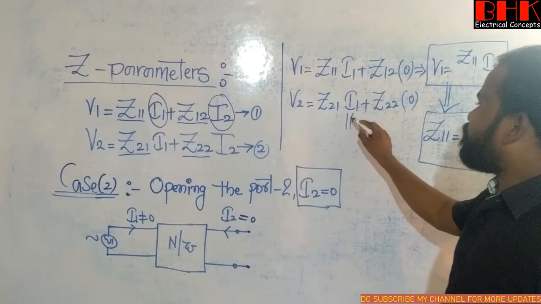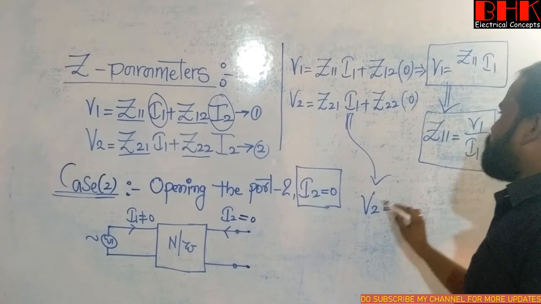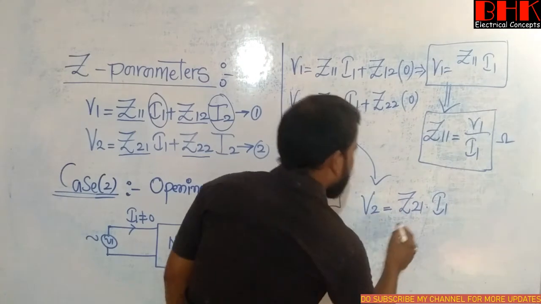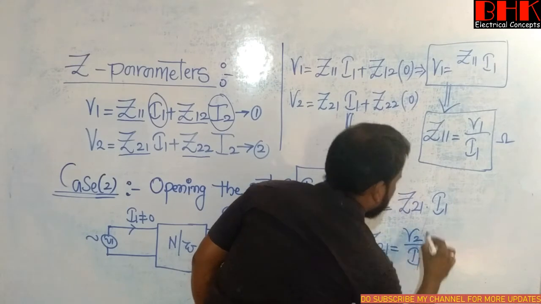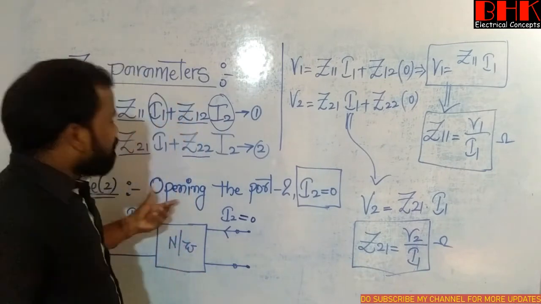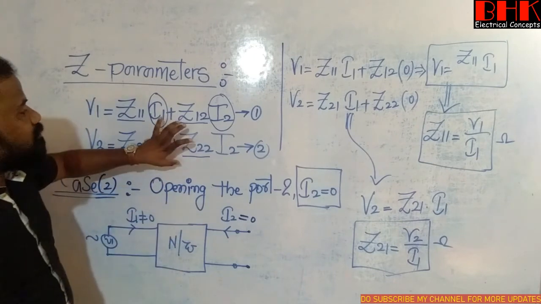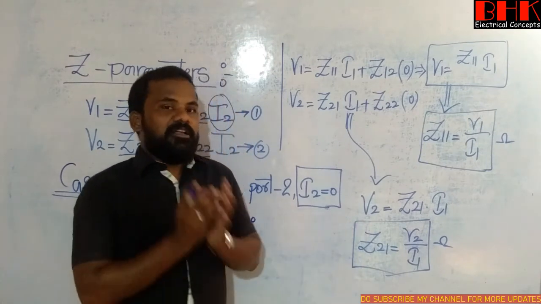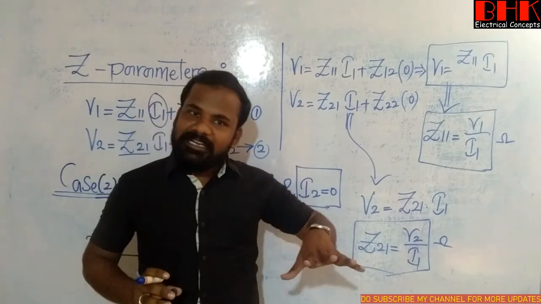Now from the other equation, this total term is 0, which means what is the remaining term? V2 is equal to Z21 I1. So here the value of Z21 is equal to V2 divided by I1. Clear? So this is the last parameter we found. By opening port 2, I2 is equal to 0. Now substitute this I2 is equal to 0 in equation number 1 and 2, and finally you get the remaining two parameters also. Clear? So this is the way we need to find the unknown impedance parameters in any two-port network.